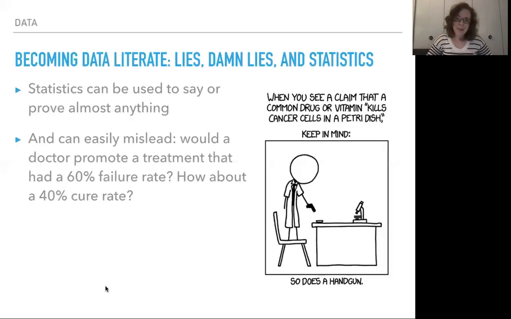When it's framed that way, doctors are more likely to want to recommend it than if it's framed as a 60% failure rate. 60% failure? Wait, more than half the people don't benefit from this treatment? That's not a very good treatment. So it's just the way it's framed.